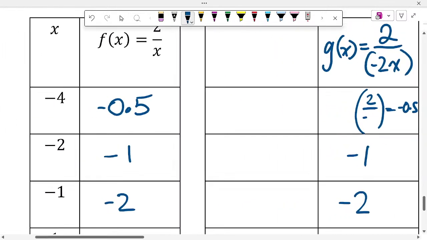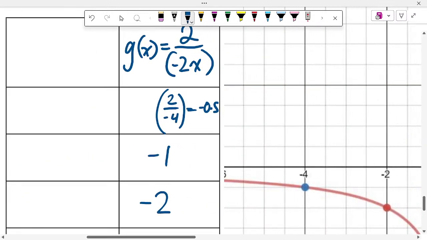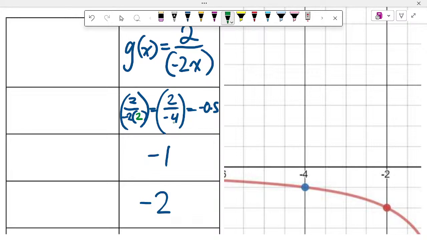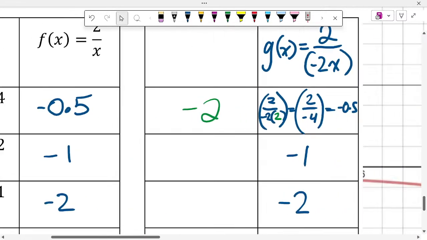Do we see that? But I know that now I have to do 2 over negative 2 times something. So what number would I have to put in here so that this bottom ends up equaling negative 4? What number has to go in here? Positive 2. Do we see that? If I put a positive 2 in, positive 2 times negative 2 is negative 4. Can you see that?